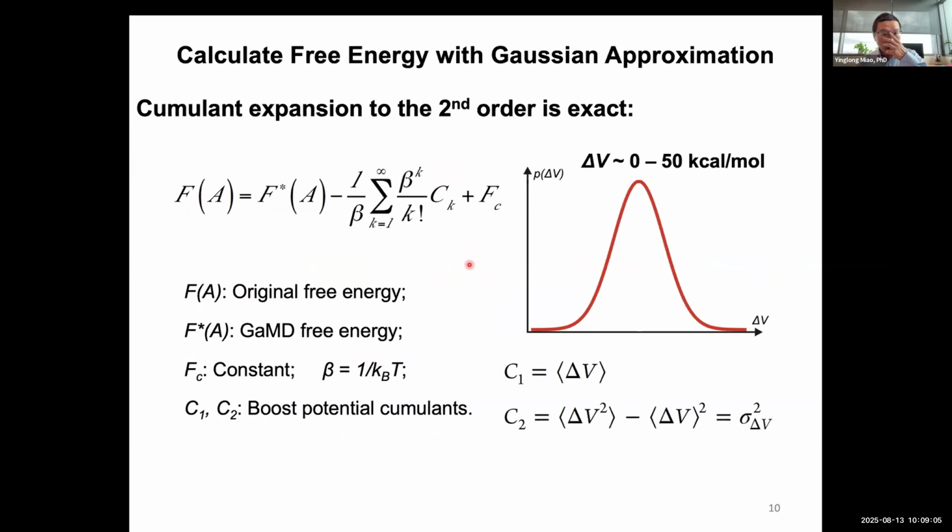In GaMD, our boost potential has a narrow range. It shows a Gaussian distribution. Then we can apply cumulant expansion to the second order, or just a Gaussian approximation, to reweight the simulations. So we want to calculate the original free energy. It's the modified free energy minus the boost potential cumulants. For the cumulants, the first order is the average, the second order is the variance. With this, we can calculate accurate free energy profiles from GaMD simulations.